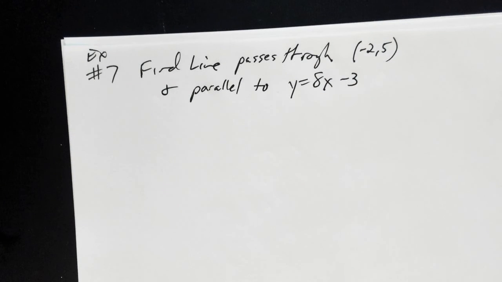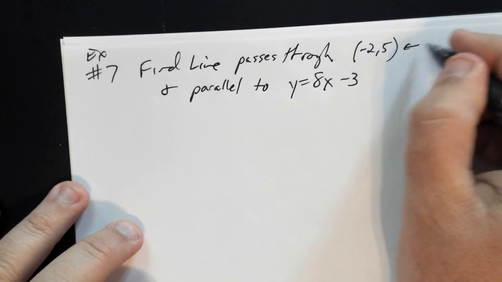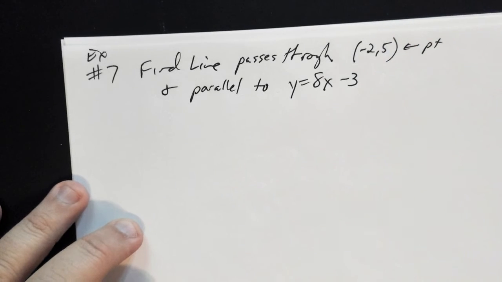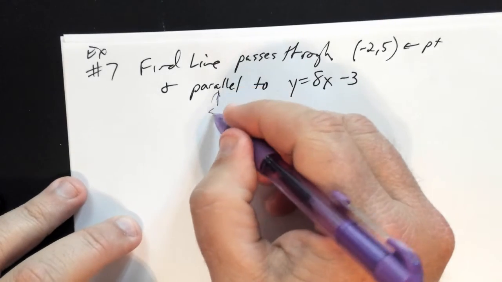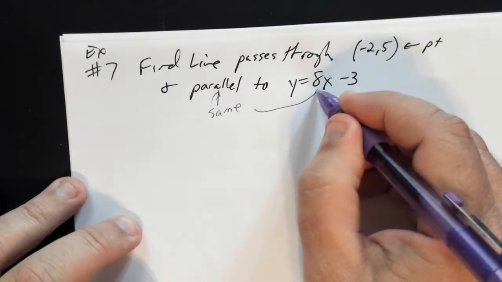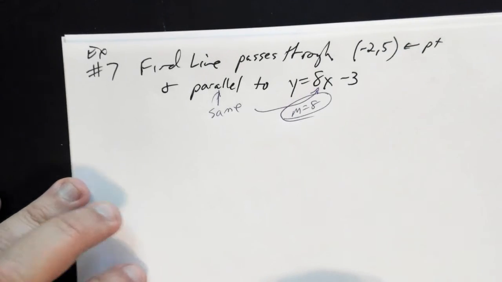Okay, so in this one we've got to find 2 things. We've got a point. Okay, so here's our point, and we need a slope. Well, what do we know about parallel? Parallel lines have the same slope. So my slope here is 8. So that's the slope we're going to use.